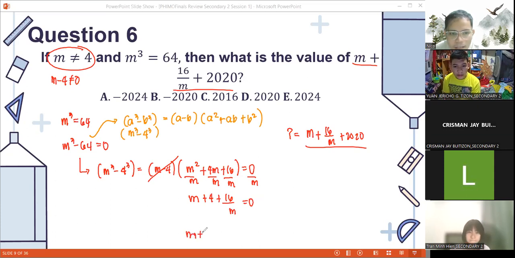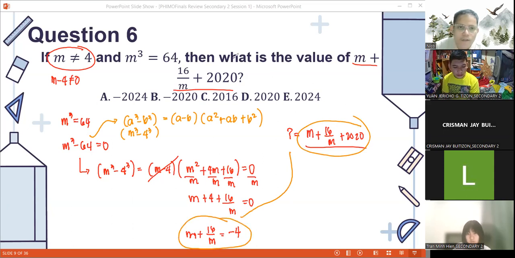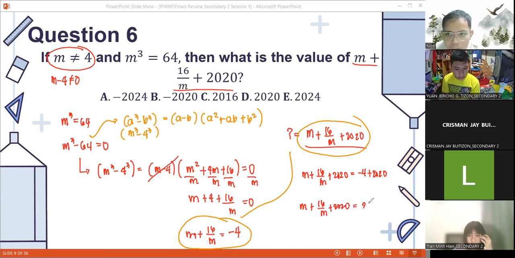So this one becomes m plus 4 plus 16 over m equal to 0. So m plus 16 over m is equal to negative 4, right? And take note, we need to solve for this one, so we can correlate this with this. To solve for that value, we have m plus 16 over m plus 2020 is equal to negative 4 plus 2020. So m plus 16 over m plus 2020 is equal to 2016. So the answer here is 2016, which is letter C.